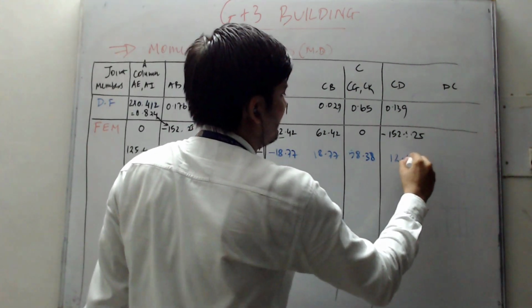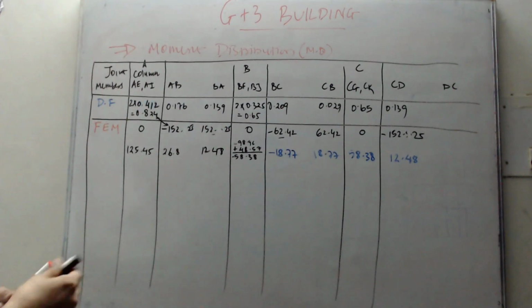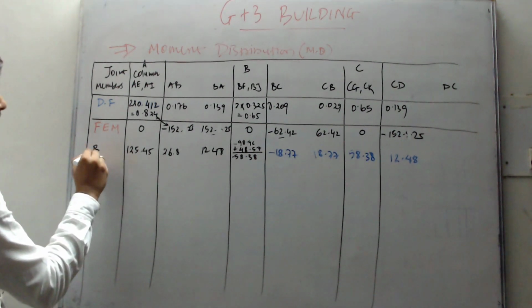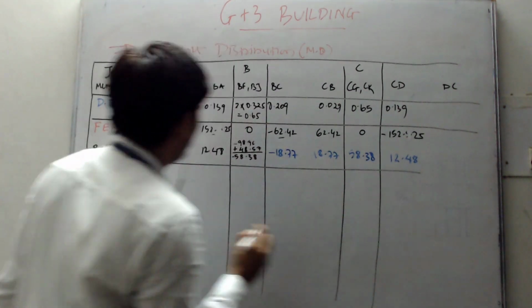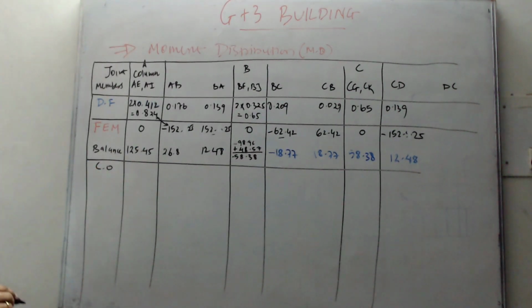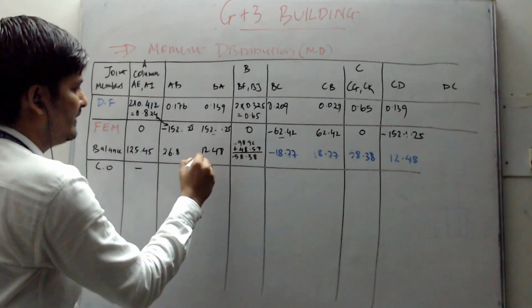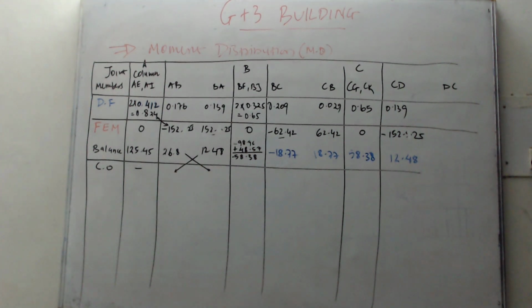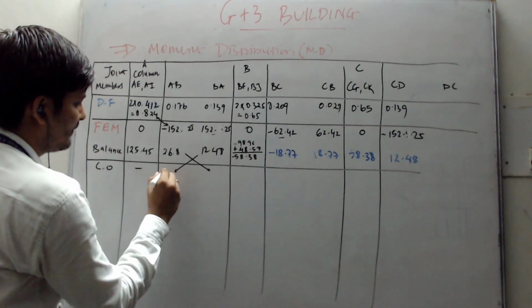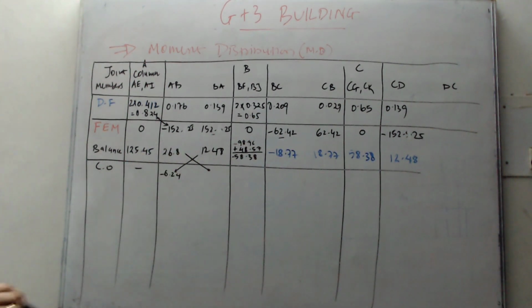Alright, so I hope you understood this step. Now next we need to do the balance, we need to do the balancing act. So this is a balance. After balance we require carryover. So how do we do carryover? We carry over half of that balance moment, right? So how do we do that? There is a dash here, we carry this moment over here, we carry this moment over here, but in half amount. So 12.48 divided by 2, so minus 6.24, and 26.8 divided by 2 is 13.4.